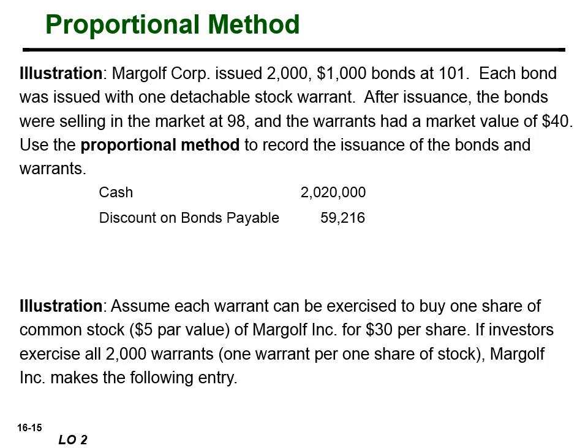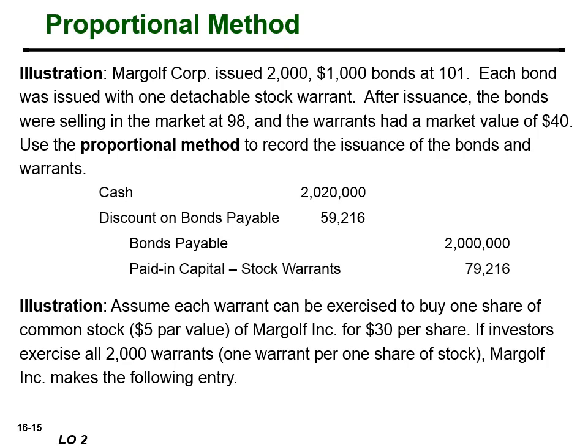That's a debit because remember, a normal discount is a contra to your bonds payable. It drives it down. Bonds payable will always go on your books at $2 million because it's always at par. And there's your paid-in capital of stock warrants, $79,216. So that's how we do the proportional method.